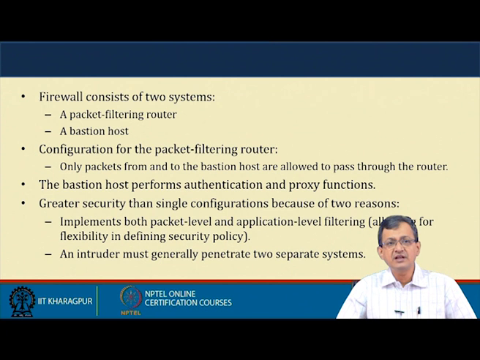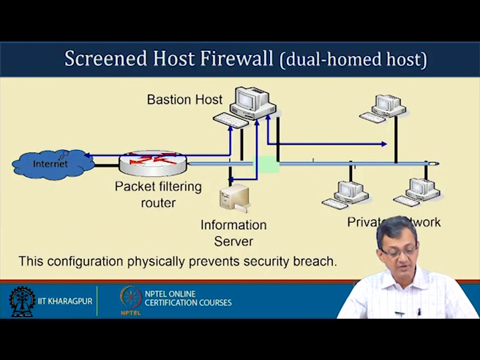So, as we have seen, that consists of two systems: one is the packet filtering router and the other is the bastion host, and the bastion host performs authentication and the proxy function. It gives greater security than a single configuration for two reasons: it implements both packet filtering and application-level filtering. An intruder must generally penetrate two systems to compromise the firewall.